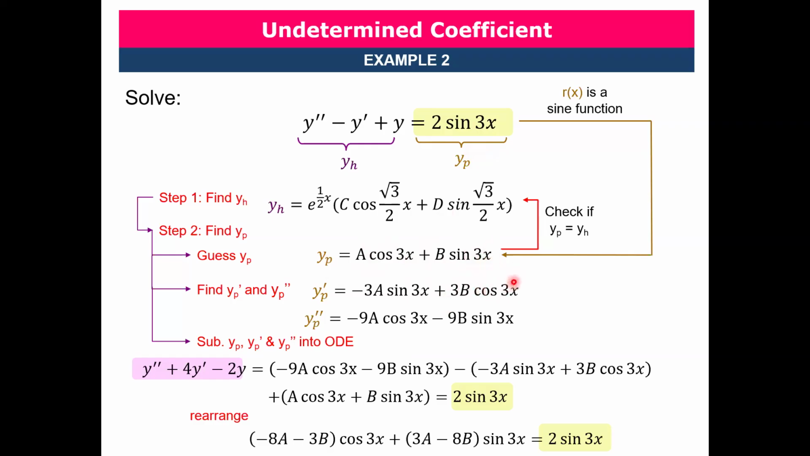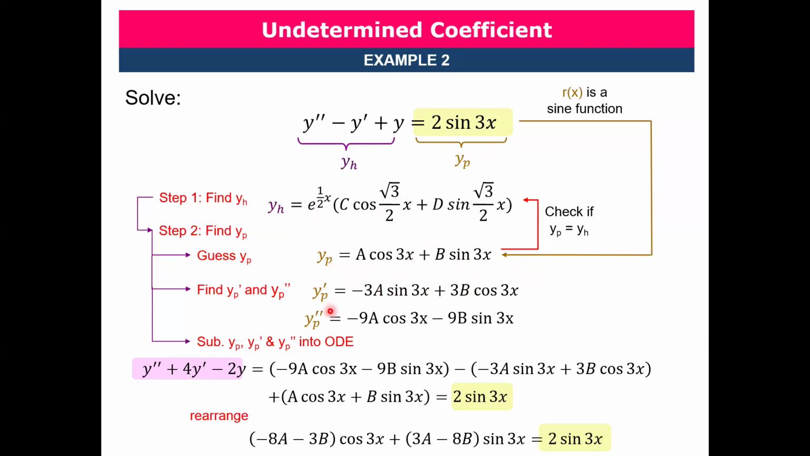Now, to make sure that this assumption is correct, we have to check if any terms here are equal to YH. Is there any equal terms? Cos here is the same, but the value in front of x is different. For YH it is square root 3 over 2, but for YP it's 3. So YP in this case is not equal to YH, meaning that it can be a solution.